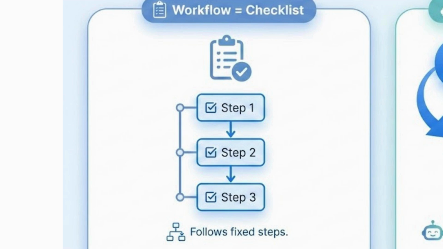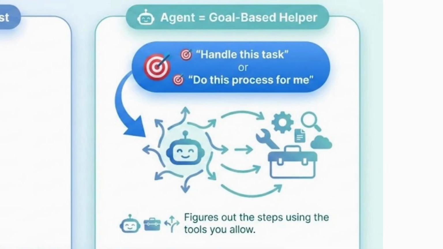Now here's where it gets interesting. An agent is different. An agent doesn't work like a checklist. It works more like a helper, like someone you assign a task to. Instead of giving it very tiny steps, you give it a goal. For example, you can tell it, handle this task, organize this customer request, sort these messages and assign them to the correct department, or even do this whole process for me.